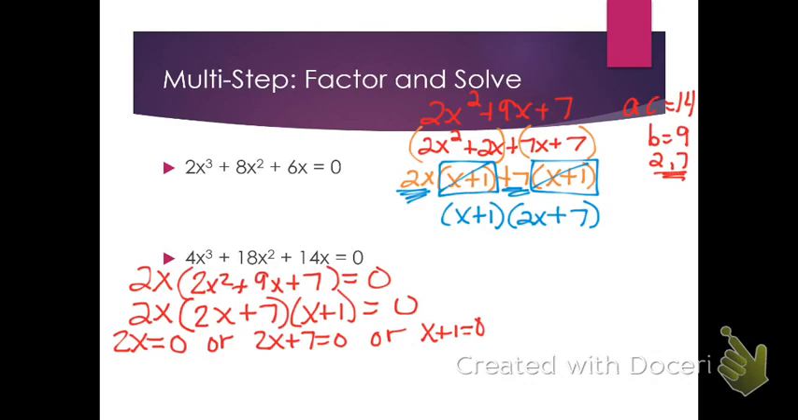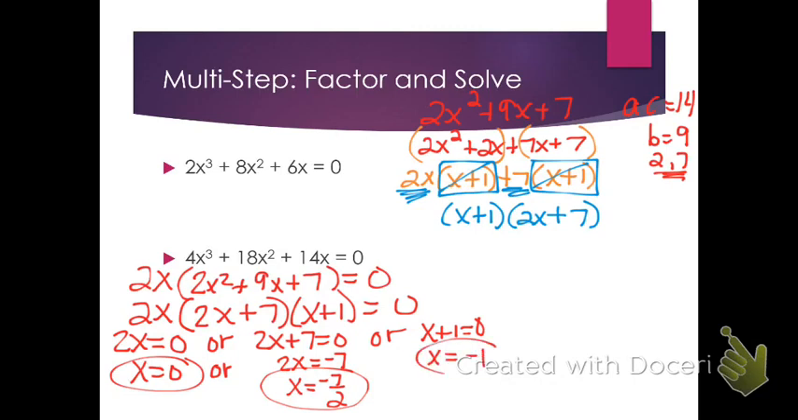So for 2x equals 0, I would divide both sides by 2 and get x equals 0. For 2x plus 7 equals 0, first I would subtract 7 from both sides, and then I would divide both sides by 2, so I get negative 7 halves. And for x plus 1 equals 0, I would subtract 1 from both sides, and I would get x equals negative 1. So I did get three answers.